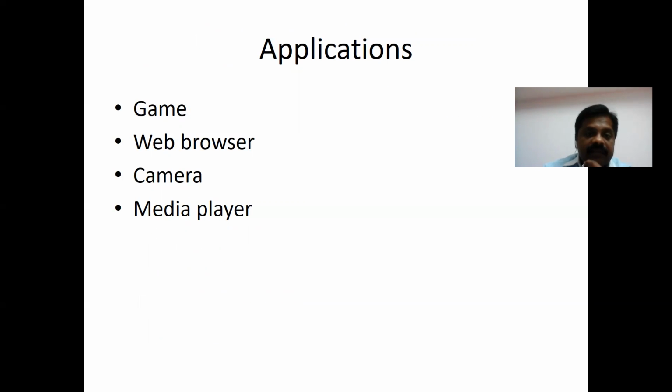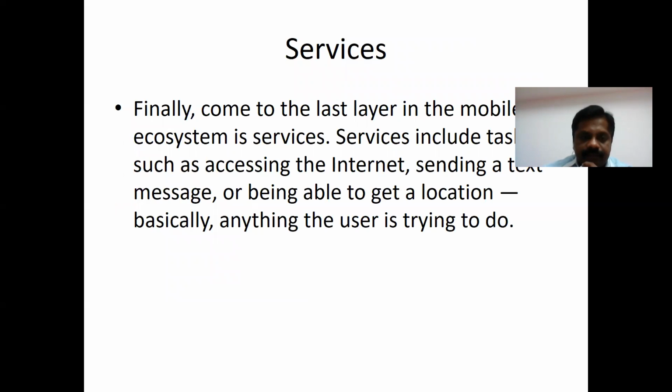And next, applications of mobile are games, web browser, camera, media player, and much more we have nowadays. Yeah, right. So next, services. Finally, we come to the last layer in the mobile ecosystem, which is services. Services include tasks such as accessing the internet, sending a message, or being able to get a location. Basically, anything the user is trying to do. So, up to now, what are the things available?